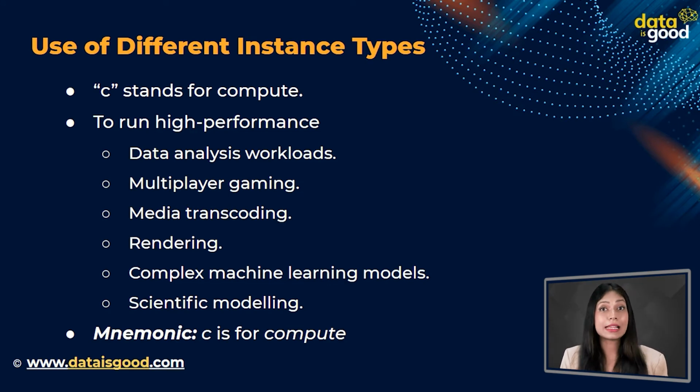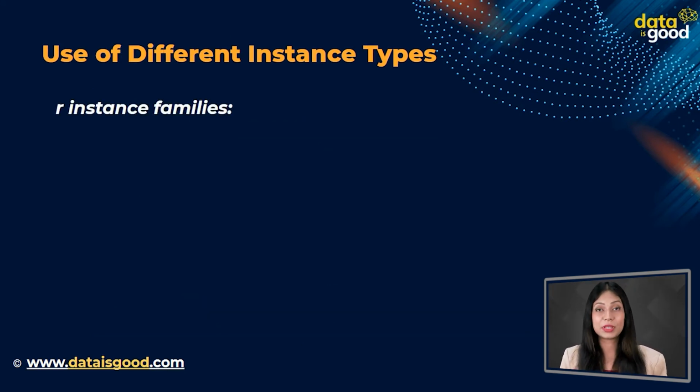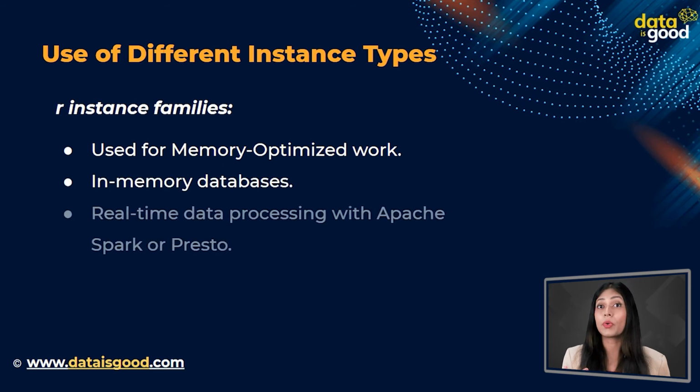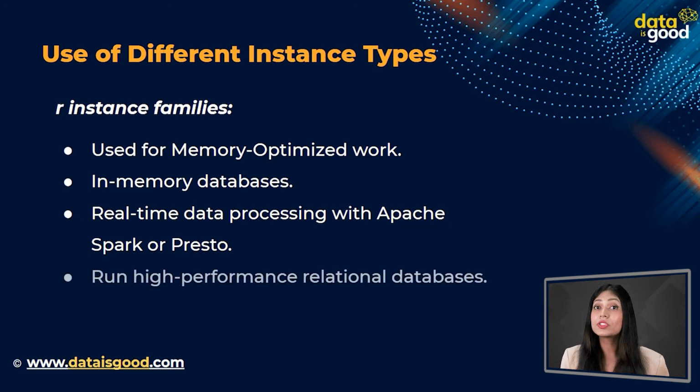The fourth instance type is R instance families. These are used for memory-optimized work. These instance types are designed to run memory-intensive operations such as in-memory databases or real-time data processing with Apache Spark or Presto. These instance families can also be used to run high-performance relational databases such as MySQL and PostgreSQL, as well as NoSQL databases such as MongoDB and Cassandra.